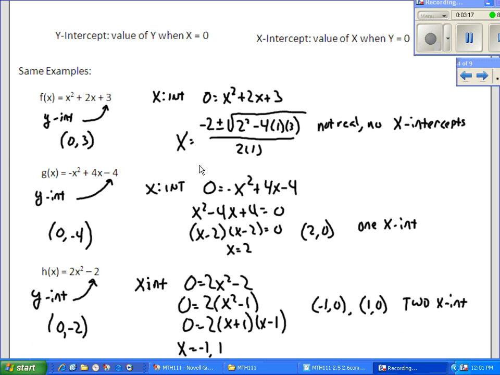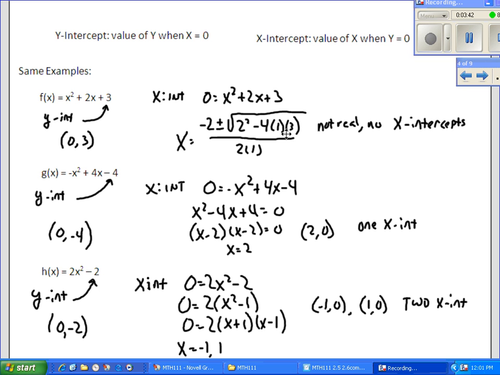Okay, looking at those same examples, finding the x and y intercepts. The y-intercept is just the constant, so in this case it's the point 0, 3. And to find the x-intercepts, we set the function equal to 0 and solve. In this case we can see the discriminant is negative. 2 squared subtract 12 is going to be negative. So our solution to this equation is going to be an imaginary number with an i in it.